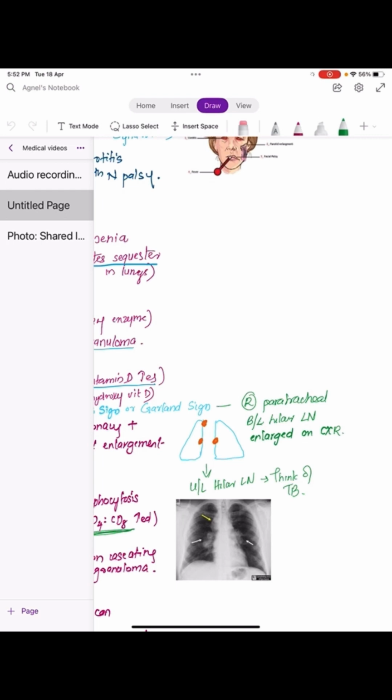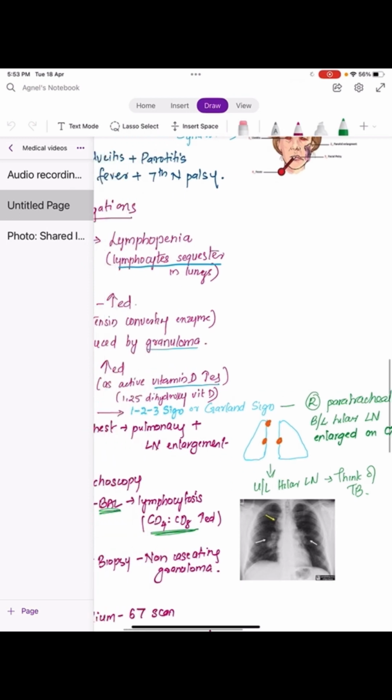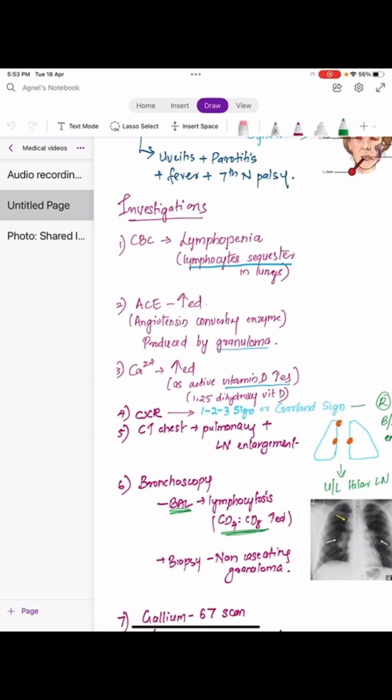If only unilateral hilar lymph nodes are enlarged, then we should think about TB. So as seen in this x-ray, we can see right paratracheal lymph node being enlarged and bilateral hilar lymph nodes are enlarged on the x-ray. Then we can take a CT chest to look at the pulmonary involvement and lymph node enlargement.